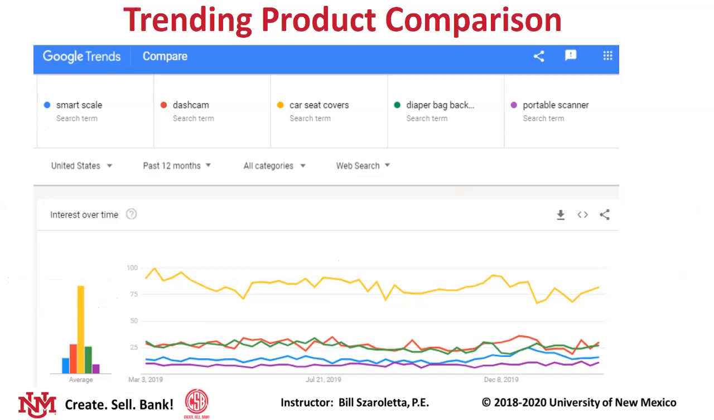I just grabbed 5 of them: dash cam, car seat covers, diaper bag, backpack, and a portable scanner. And you can see the car seat covers get a lot of search volume. Now, if I took car seat covers out, you just say, okay, that looks good. These others will scale appropriately.